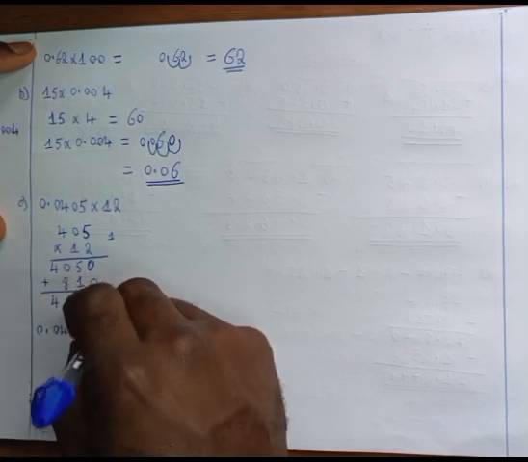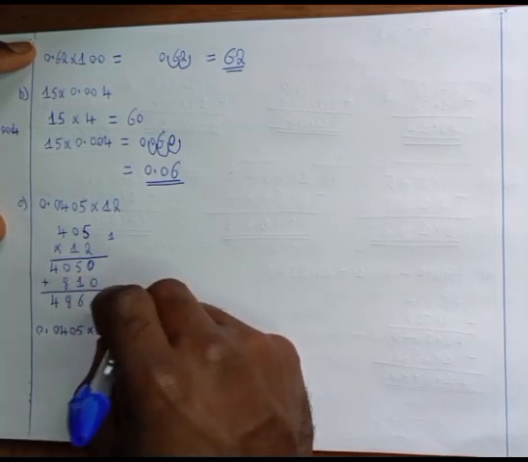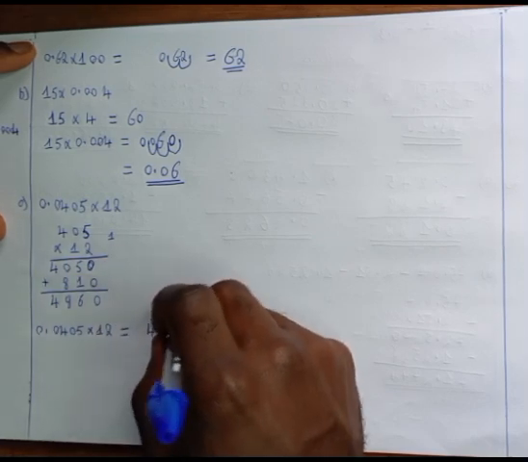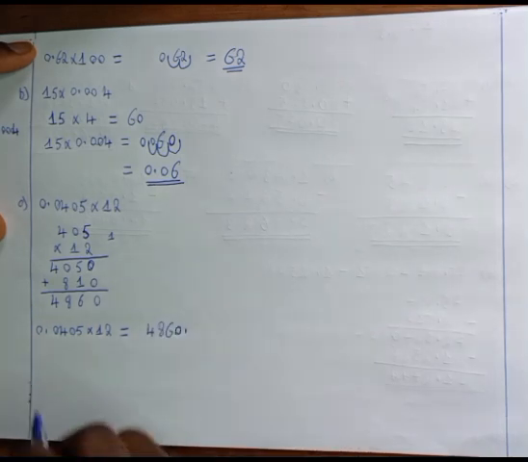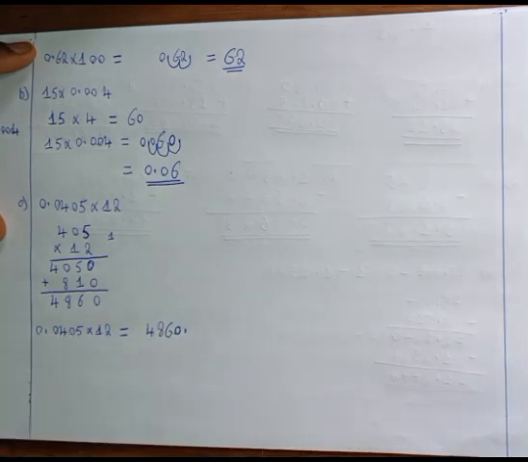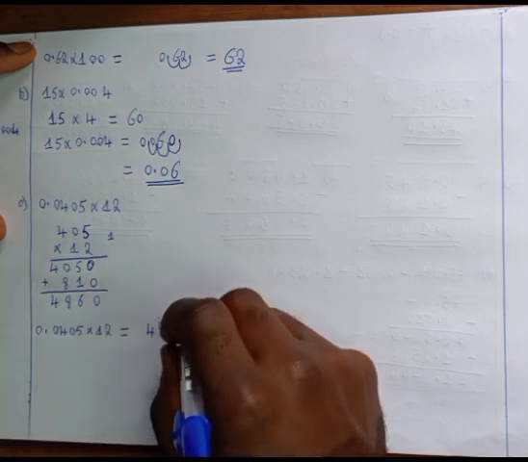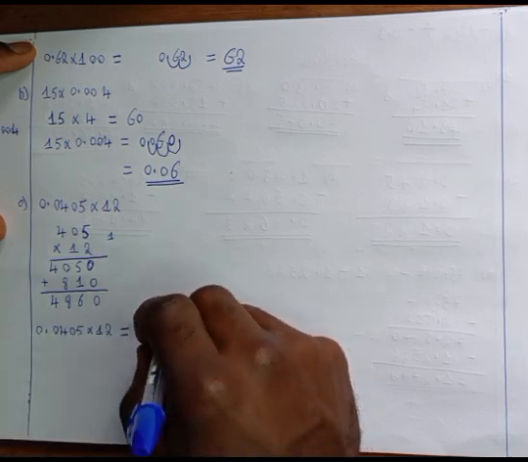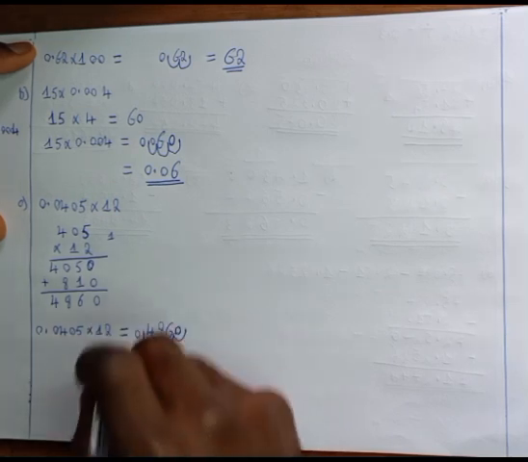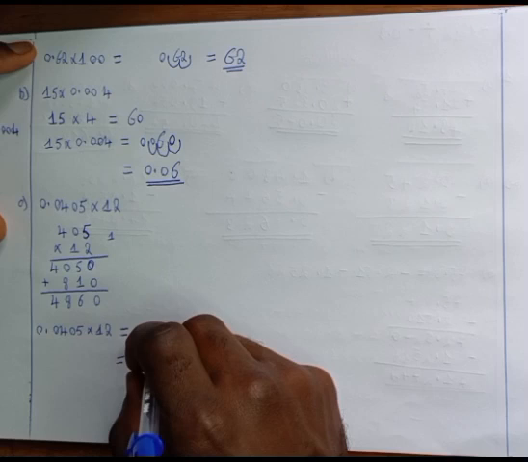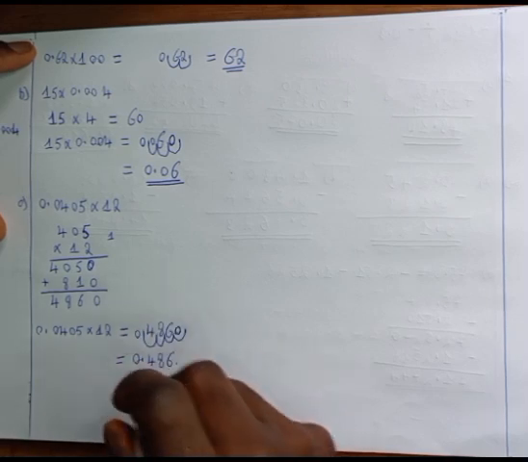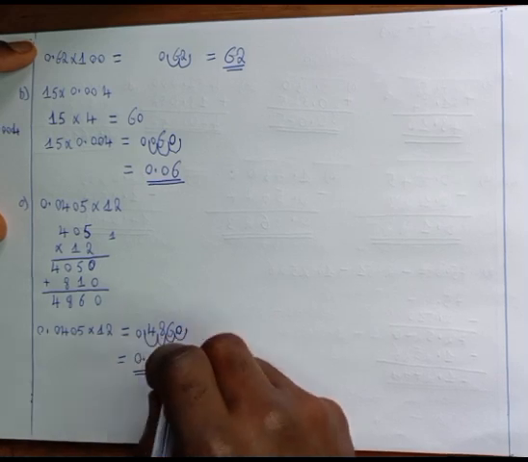It simply means if we take 0.0405 times 12, it will be equal to, we are going to write down this result, 4,860. Then we take the decimal point. We have in total 1, 2, 3, 4. We have 4 decimal places. We are going to take the decimal point 4 places to the left. 1, 2, 3, 4. The decimal point will be here now. So this will give us 0.4860. But this 0 after 6 has no use. That's why we are leaving the 0 out.